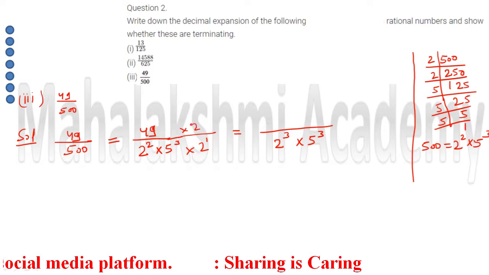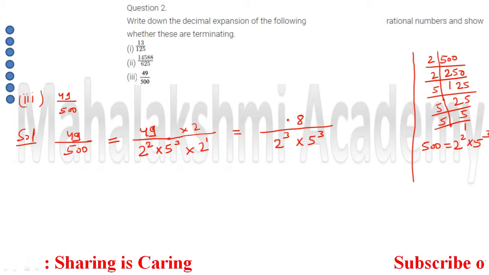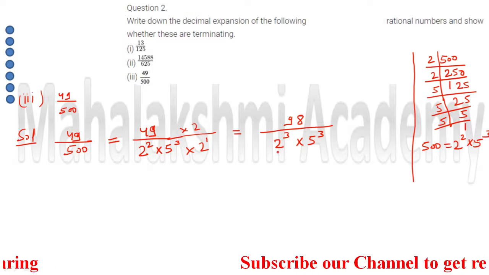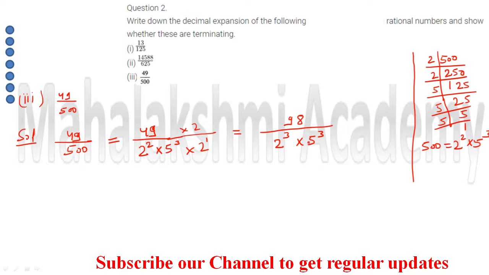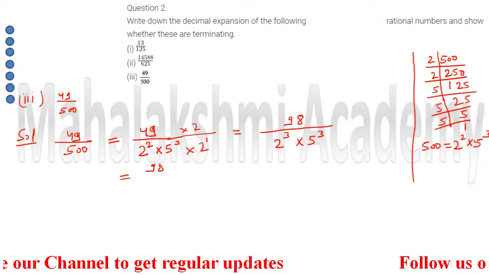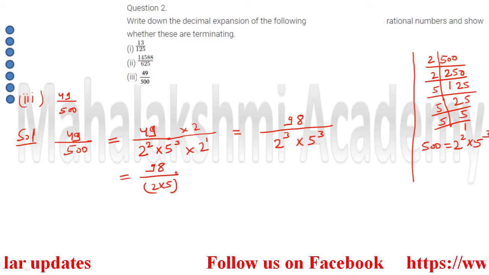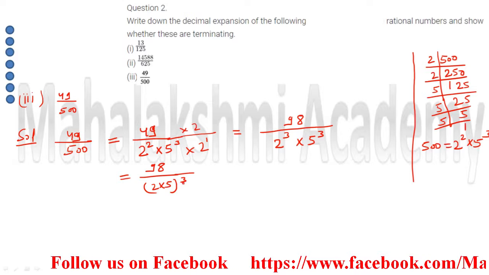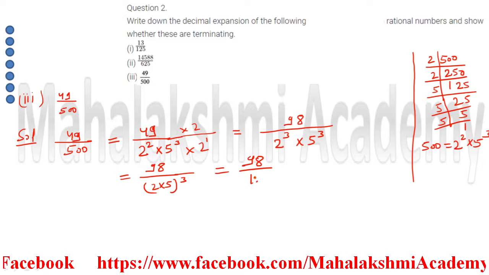Now here you have to multiply the numerators. So when you will multiply, you will get 98. Now this, because here the base is different and power is same, so we can write it in a single bracket. So it is going to be 98 upon 2 multiplied by 5 whole to the power 3, because the power is same, so you can take it as like this. Now it is going to be 98 upon 10 to the power 3.